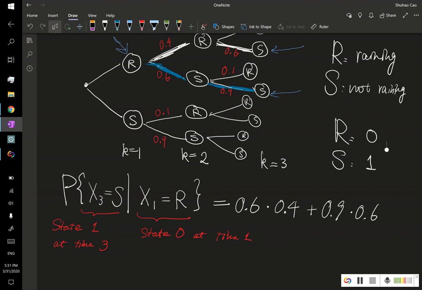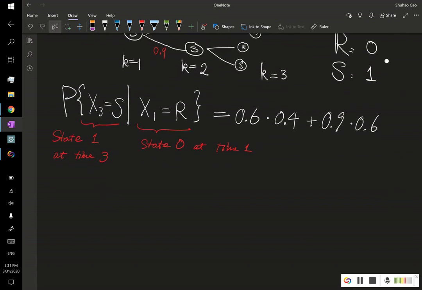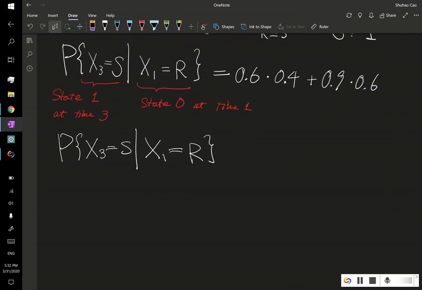So let's try to derive the formula above. Instead of an intuitive point of view, let's try to derive it using a rigorous Markovian property of conditional probability. So basically, we're interested in this conditional probability, and what happens is we can actually write this as a sum.